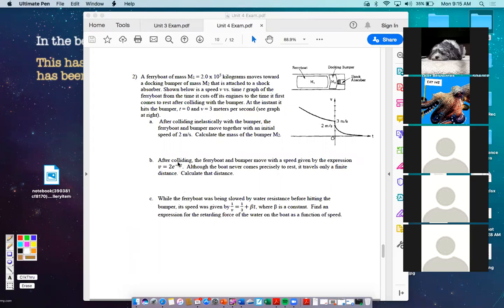Okay, so after colliding, the ferry boat and bumper move with the speed given by this expression. This is an equation for their common speed. Although the boat never comes precisely to rest, it travels only a finite distance. Calculate that distance. So you guys should know how I can get from velocity to displacement. I'm going to do this right down here. Of course, we know that delta x is, nope, excuse me. I know that v is dx/dt. I can rearrange this to say that, yeah, I should have erased that, huh?